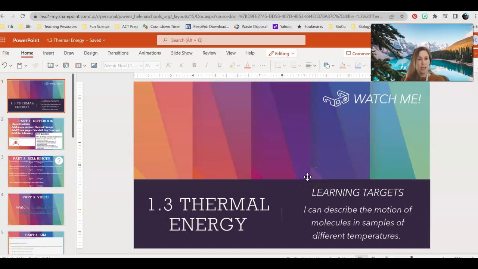Hey, 8th graders, today's lesson is 1.3 thermal energy. This is our first Amplify lesson for this thermal energy unit. Your learning targets for today: I can describe the motion of molecules in samples of different temperature. So we're going to start looking at different temperature objects, and then what do the molecules inside of those different temperature objects look like. Okay, so that's going to be our main focus for today.